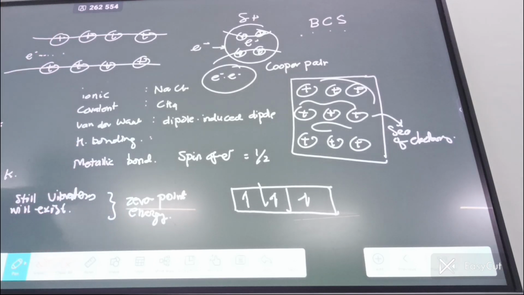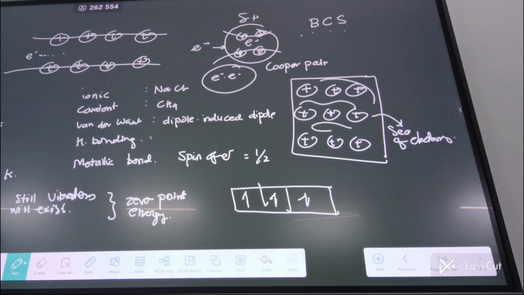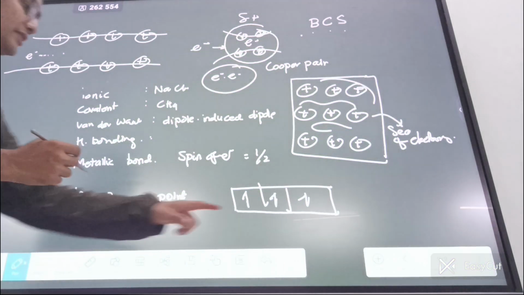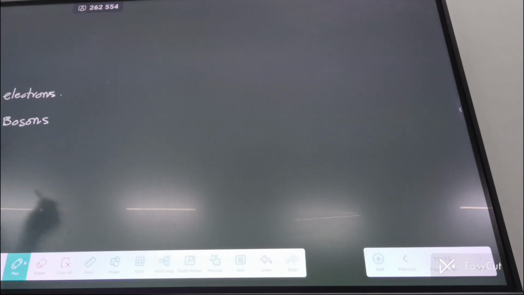But since two electrons are coming together, we also call them bosons. They have integral spins. So, let me put it this way: electrons and bosons, which consist of Cooper pairs.